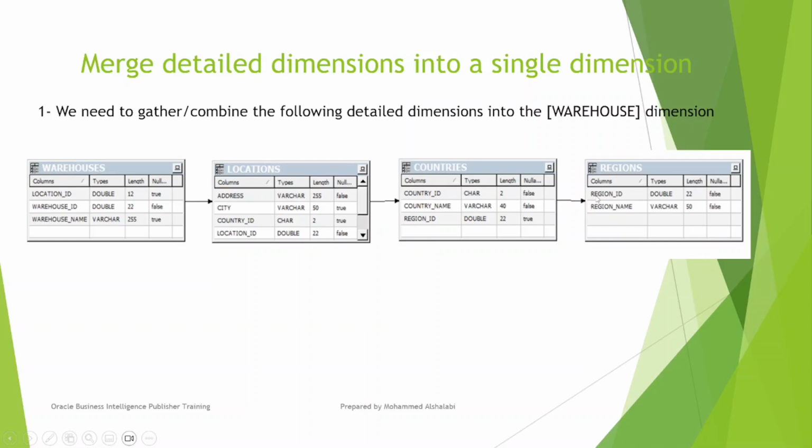The target of a data warehouse is to keep the diagram denormalized. With denormalization, we need to reduce the number of joins between these tables to keep them in one single dimension table, and once we create the single table, you can create the hierarchy. The performance will be much better after you change the diagram from normalization to denormalization. So we will need to combine the following detailed dimensions into the warehouse dimension.